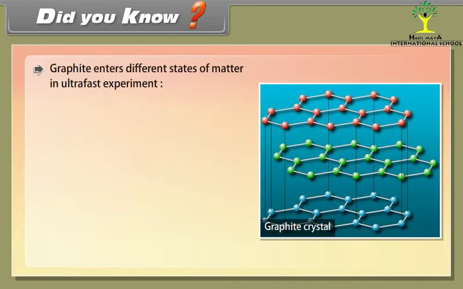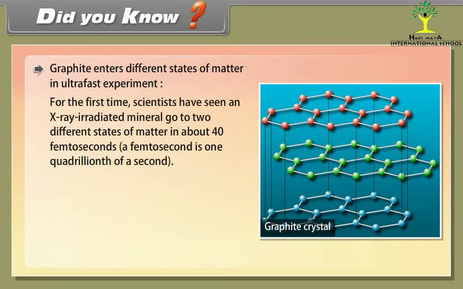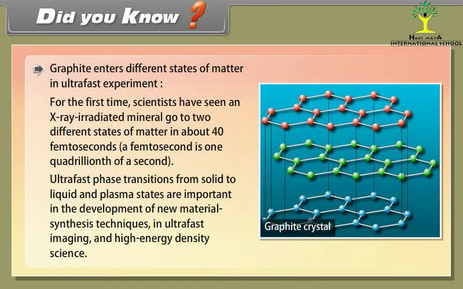Did you know? Graphite enters different states of matter in ultra-fast experiment. For the first time, scientists have seen an X-ray irradiated mineral go to two different states of matter in about 40 femtoseconds. Ultra-fast phase transitions from solid to liquid and plasma states are important in the development of new material synthesis techniques, ultra-fast imaging and high energy density science.